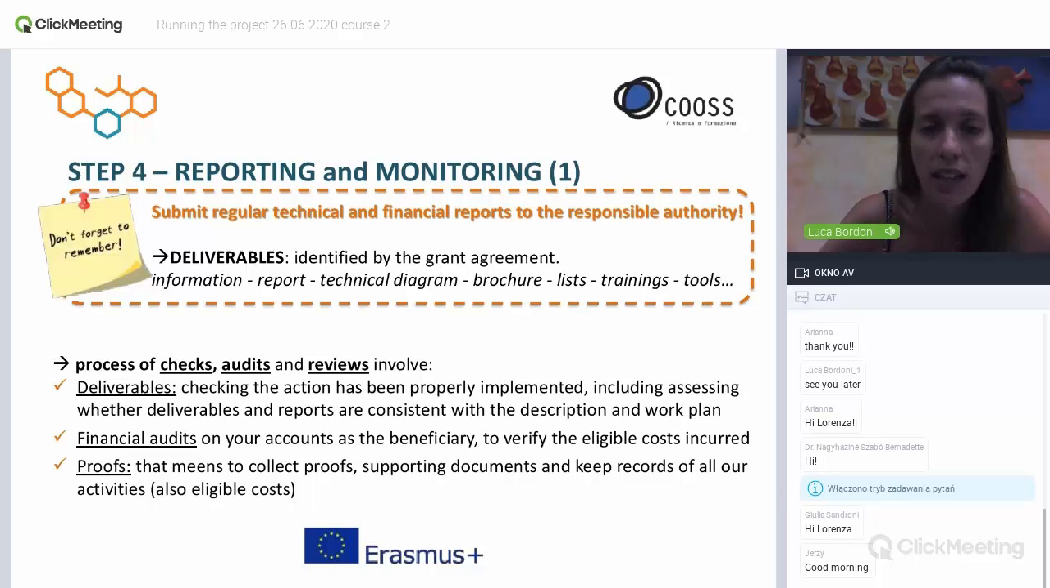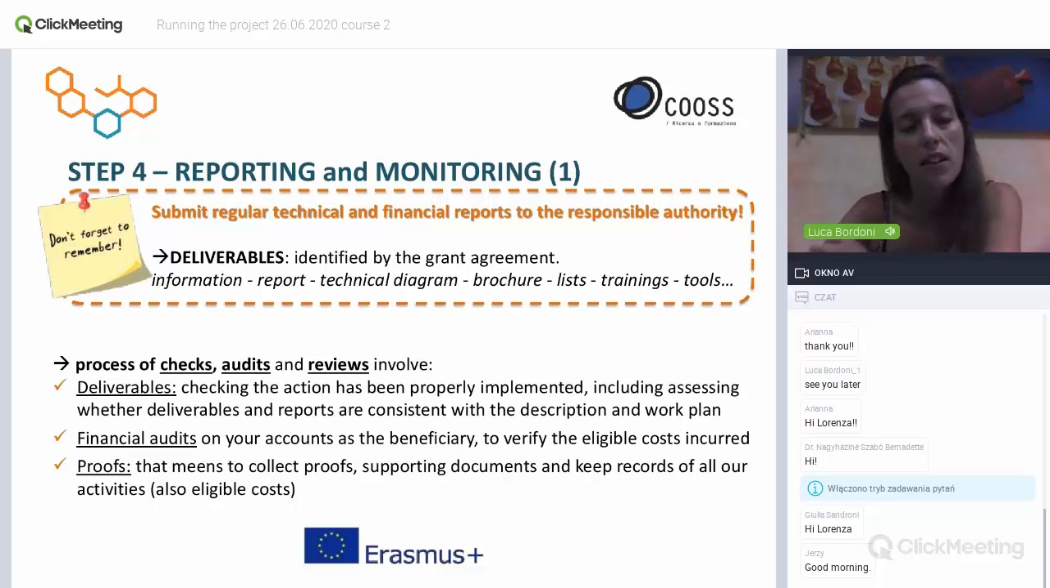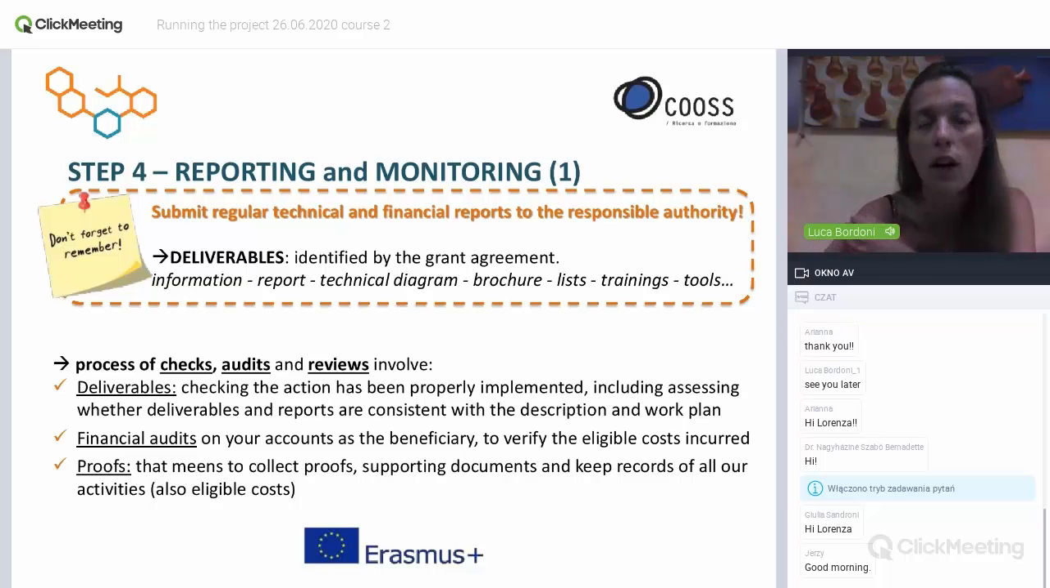Is a deliverable for the Erasmus agency, or other tools, for example. And the process of checks and audit of the funding authorities, from one side the deliverables, through the checking of all actions we are implementing, including also assessing the consistency of what we are realizing. This means that if we agree in the grant agreement, in the project description, about a report of 100 pages, I cannot deliver a deliverable of 5 pages because it's not consistent enough. So they're evaluating and assessing also the consistency of the deliverable.